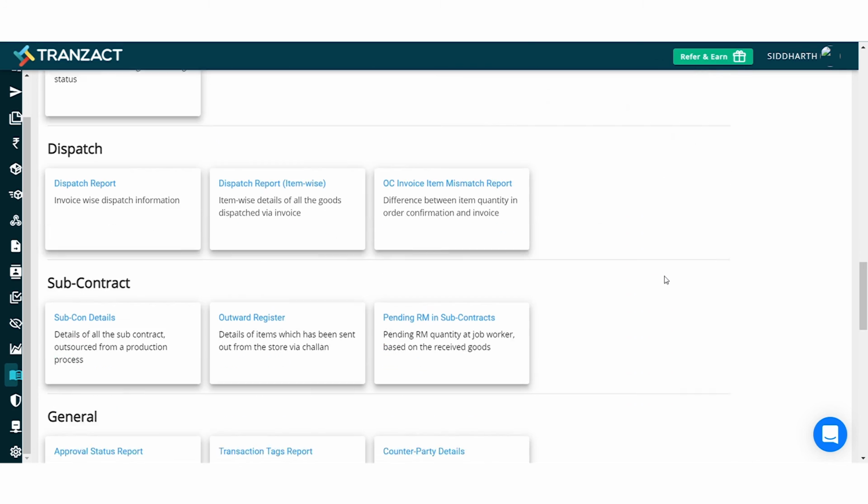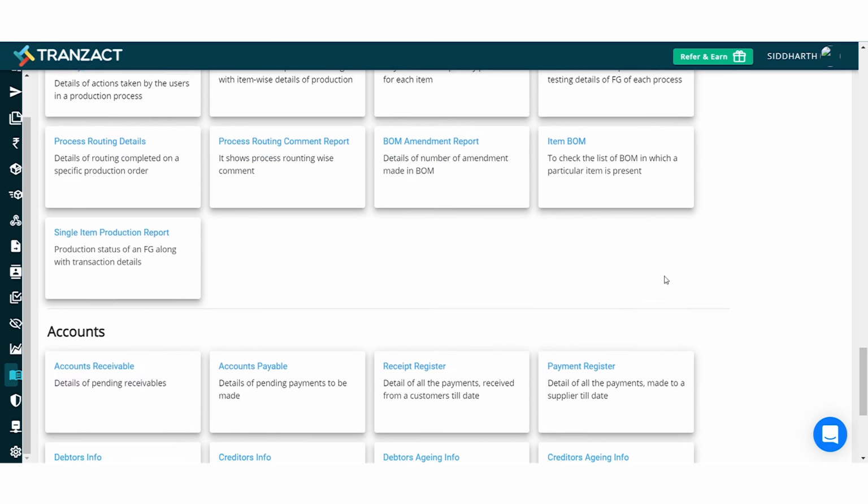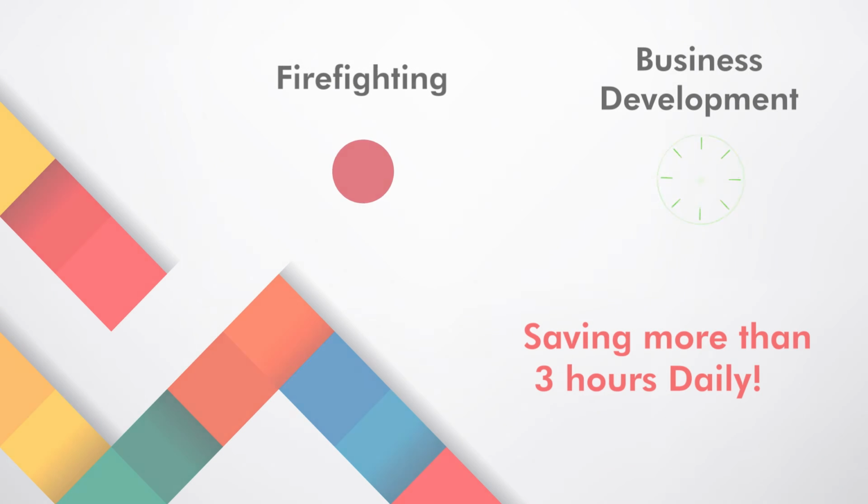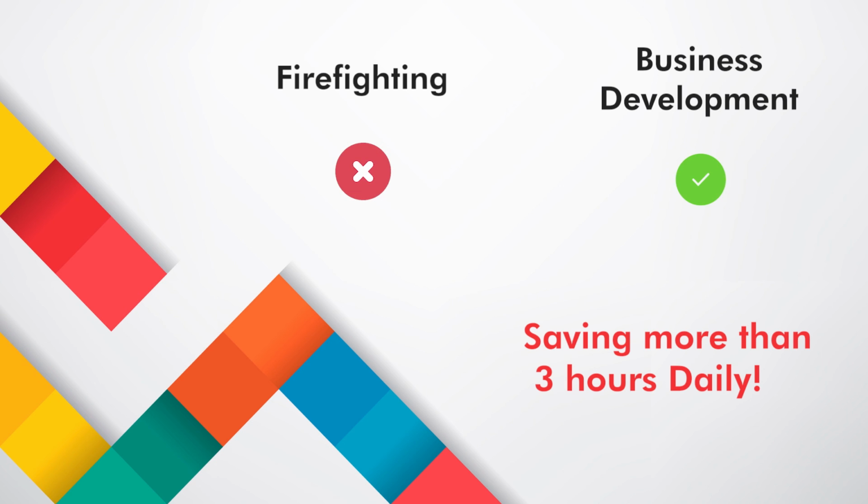With the help of TranZact and its super easy and essential features, Siddharth is now easily able to save more than 3 hours a day and focus more on priorities like business growth.